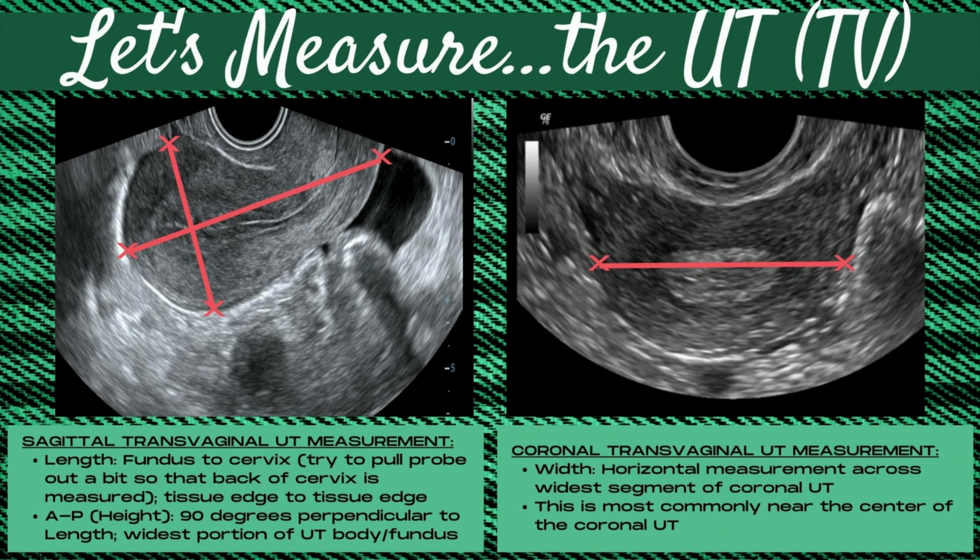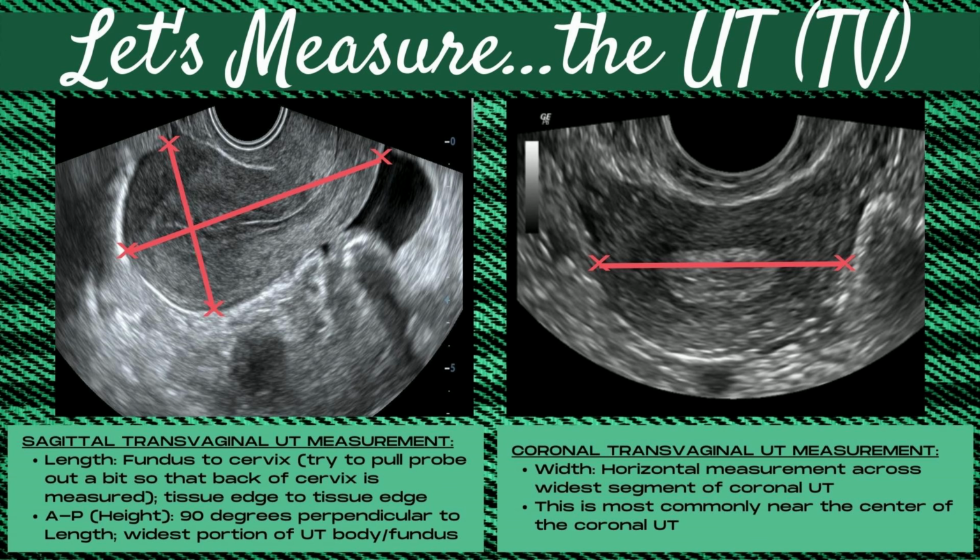Now let's measure the transvaginal uterus. For the sagittal transvaginal uterus measurement, you want to first measure the length from the fundus to the cervix, and you want to try to pull the probe out a bit so that the back of the cervix is measured. And you want to measure from the tissue edge to the tissue edge.